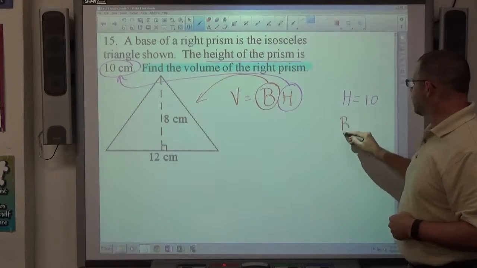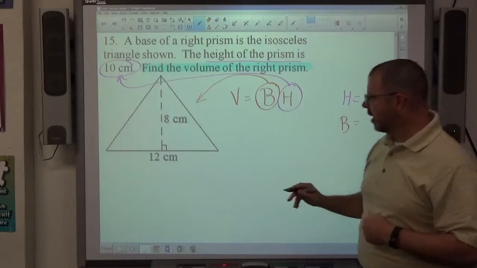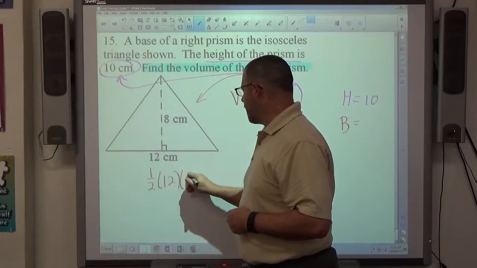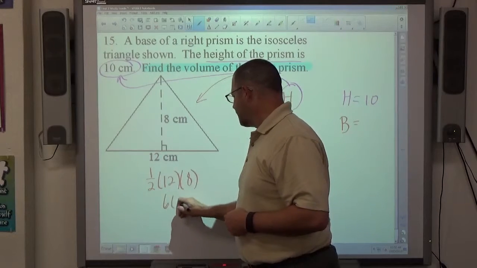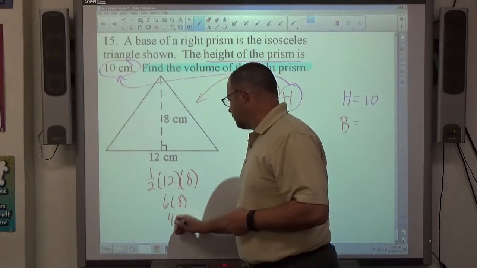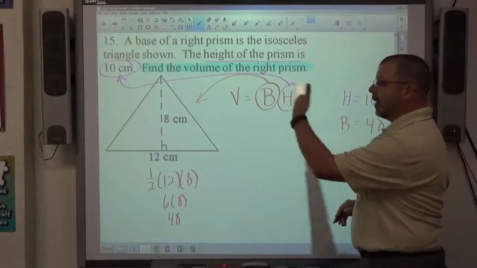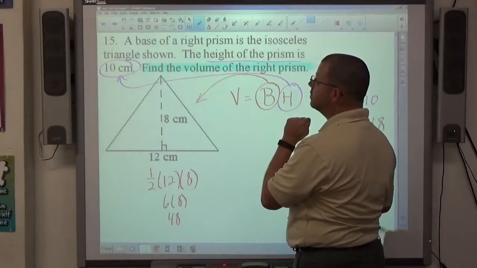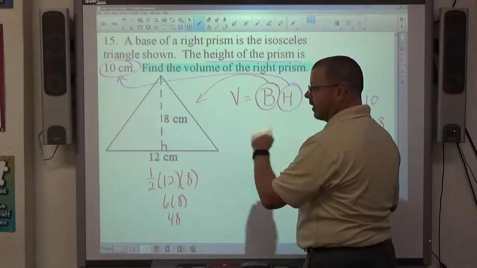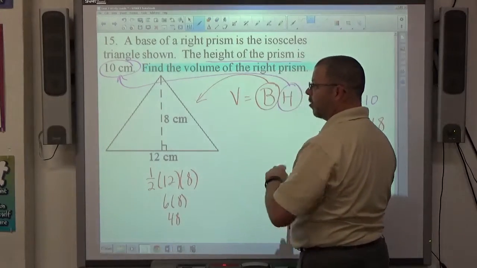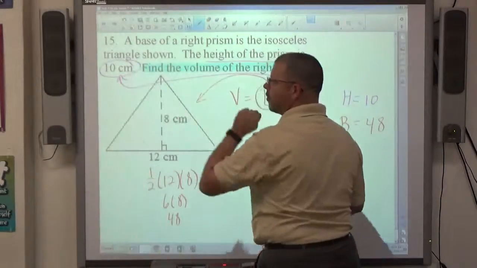As far as b is concerned, I look at the figure. It's a triangle. The area formula for a triangle is 1/2 times the base of the triangle times the height of the triangle. That's 6 times 8, which equals 48. So the area of the base is 48. On the test, it will be an isosceles triangle. Just like that, you'll get the base and the height, the 2 numbers you need for the area. So the area formula for a triangle will be there. The height of the prism will be right there in the words.